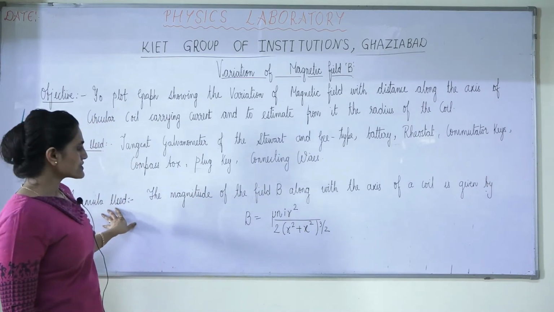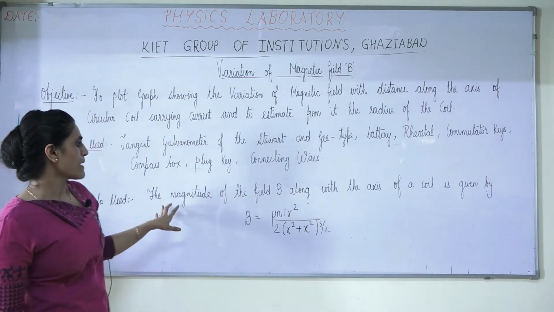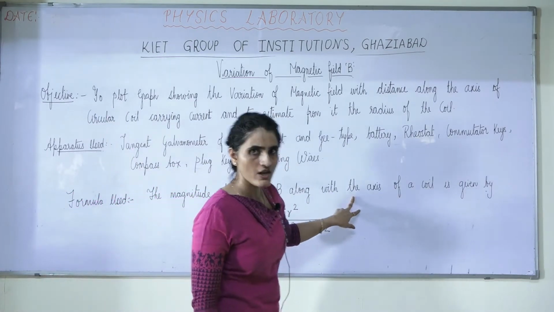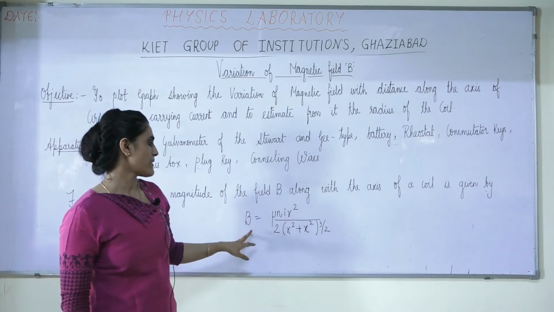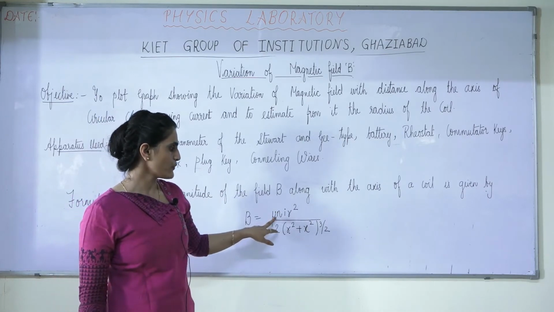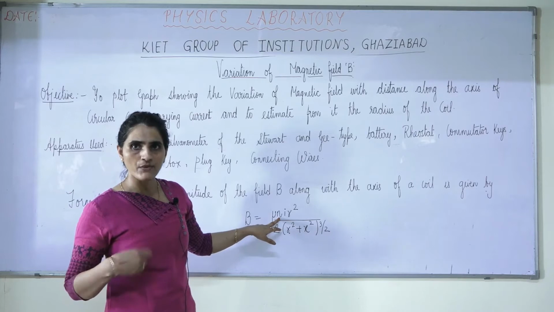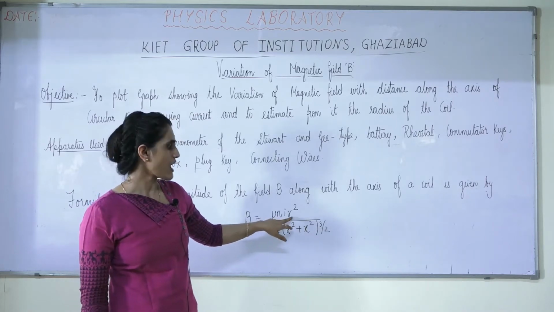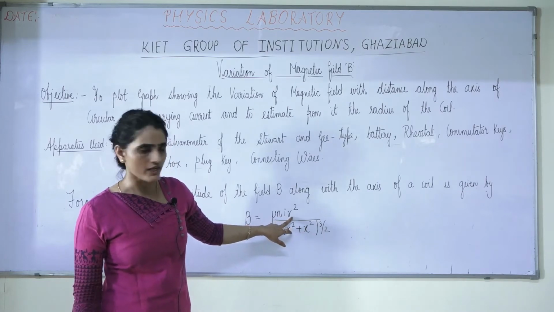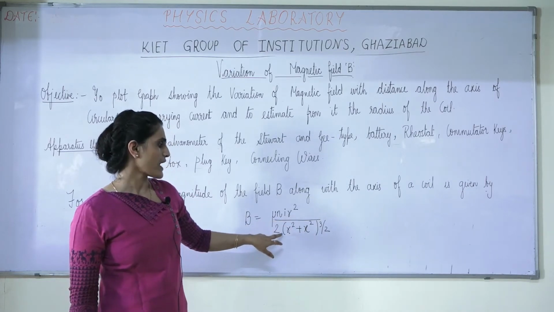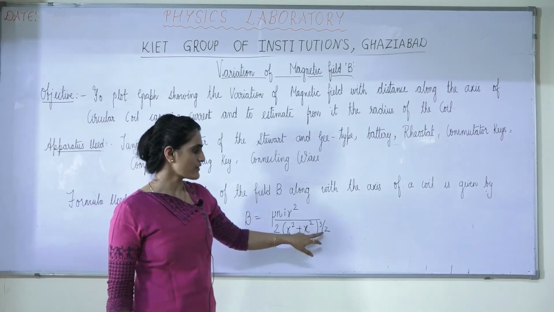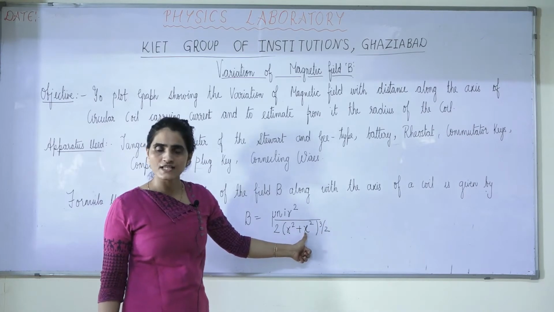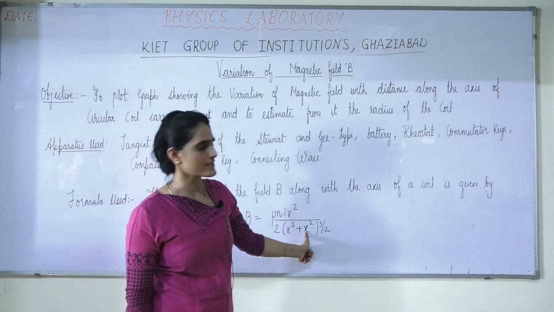The formula used in this experiment is the magnitude of the field B along the axis of the coil, given by B equals mu naught N I R squared divided by 2 times (R squared plus X squared) raised to the power 3 by 2, where N is the number of turns on the coil, I is the current used, R is the radius of the coil, and X is the distance from the center of the coil.